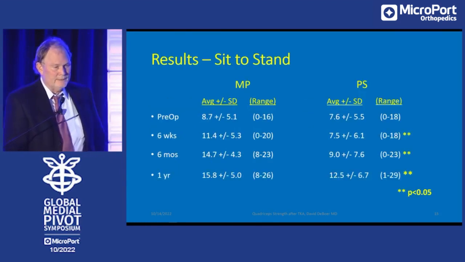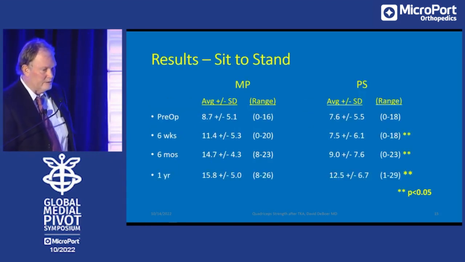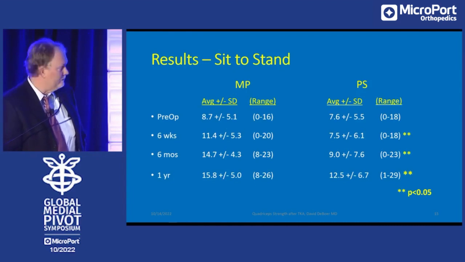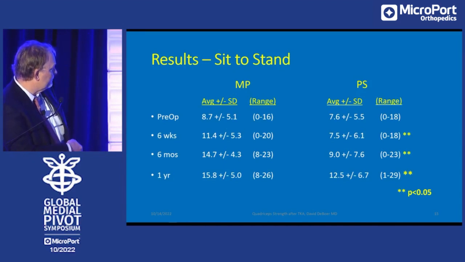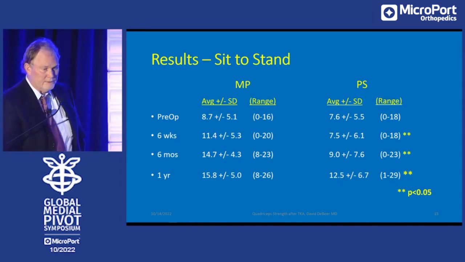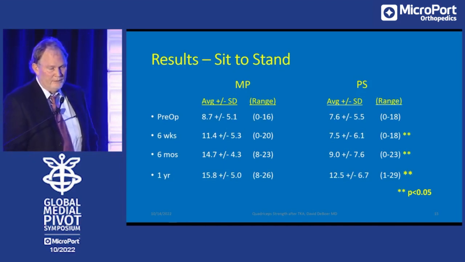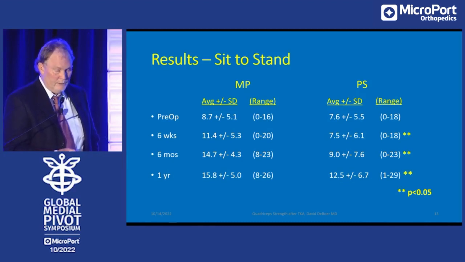So here's our sit to stand data. The medial pivot is there on your left, the PS on the right, and the intervals are right here, pre-op, 6 weeks, 6 months. So you can look at the start, the medial pivot and PS group were not statistically significant, but at 6 weeks, 6 months, and 1 year, the medial pivot group was statistically better at sit to stand.